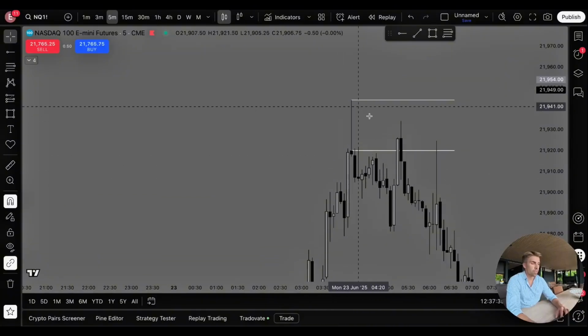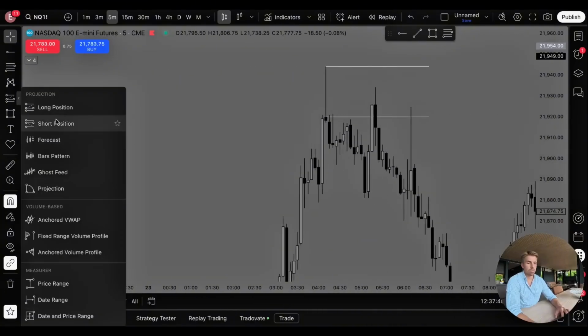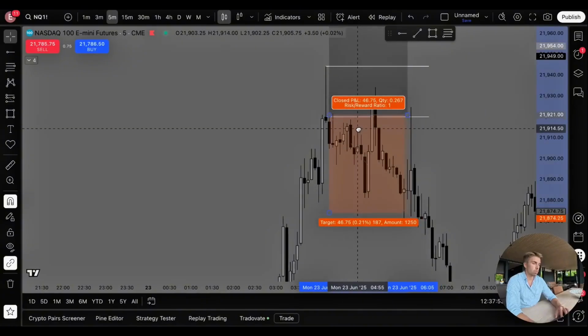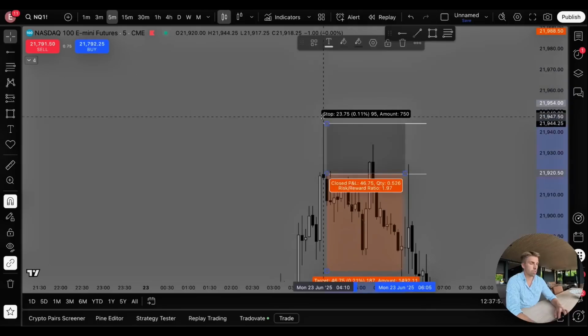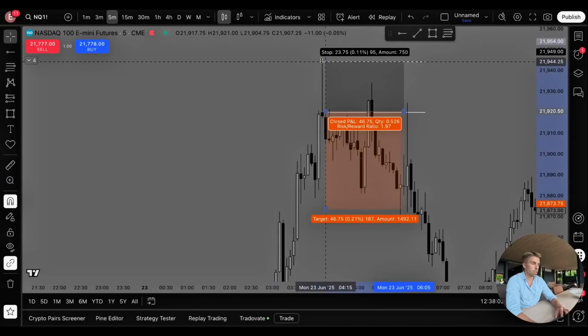So we know now that this wick right here swept out a bunch of liquidity and we tapped into a bearish order flow level. With that information, we can go ahead and take an entry. If you want to be aggressive, your entry would be right here. This is what I like to call an entry trigger entry. We're using this wick as an entry trigger, and we're having our stop loss right above it.